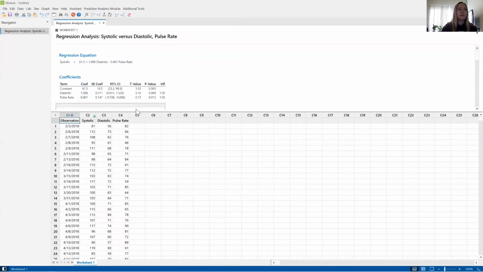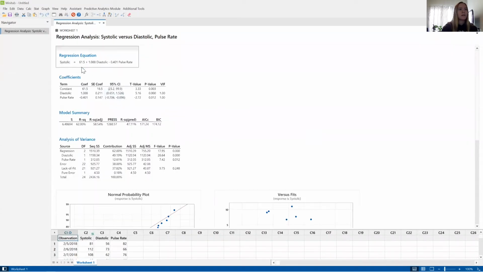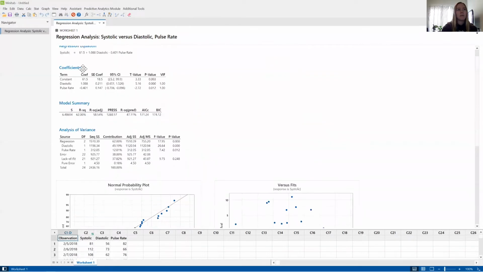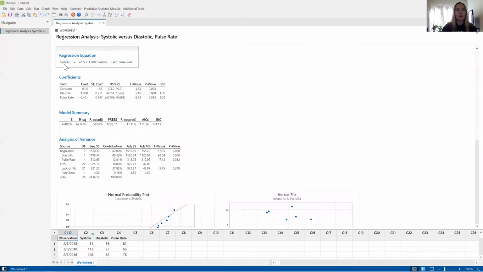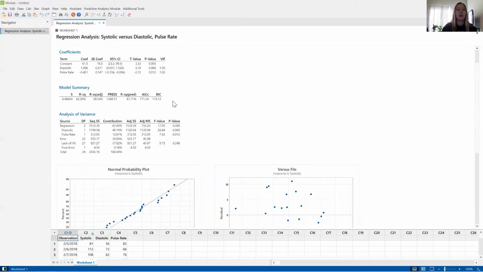So as you can see, Minitab puts out the regression equation at the top here. This is the equation which shows how you might estimate the systolic blood pressure. We're also given the 95% confidence interval here in terms of the constant here, 61.5, diastolic blood pressure and pulse rate. We're going to go over this once we head back to the slideshow, but we're just going to summarize here what's going on in Minitab.